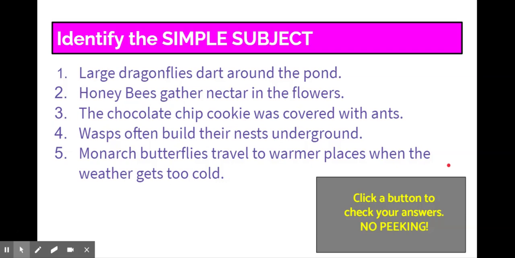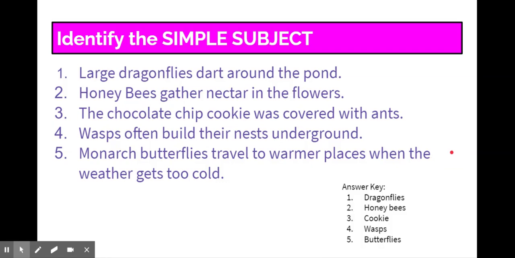Did you pause it? Did you? I hope so. Here we go. Let's reveal. So number 1, large dragonflies dart around the pond. What's the simple subject? What's the one word? It's dragonflies, not large dragonflies, just dragonflies. If we were talking about complete subjects, it would be the large dragonflies. But since we're looking for the simple subject, just like a one-word thing, it's dragonflies.